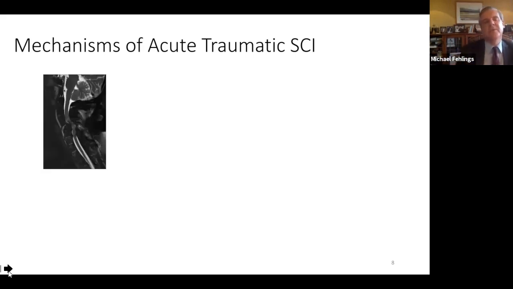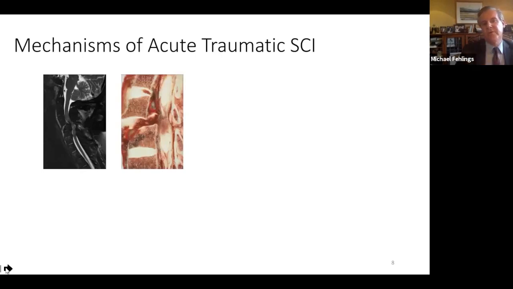So here's a patient with a bilateral facet dislocation at C4-5. This is on an MRI scan that shows a very severe contusive injury at C4-5. And the high signal in the T2-weighted MRI is indicative of what's referred to as a secondary injury. And this is in the ischemic penumbra.